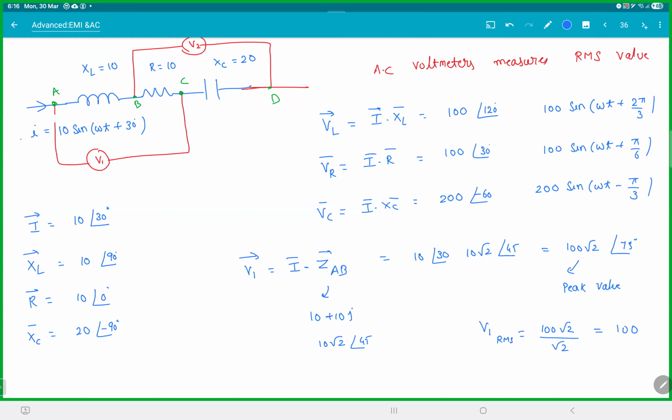Next, what do you want to find between B and D? But luckily, you could have done this also. Since you know VR, VL, VC are perpendicular to each other, you can say VR square plus VL square. That also works.